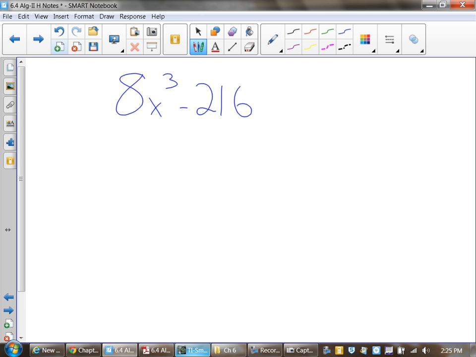I think 216 is... Yeah, it's a cube. I don't know if it's 216 or 316. Just double check. Is it 8 or 6? It's a 6. Okay. Again, in this case, is 8 a perfect cube? It is. 2 times 2 times 2. All right, 216 is a perfect cube.